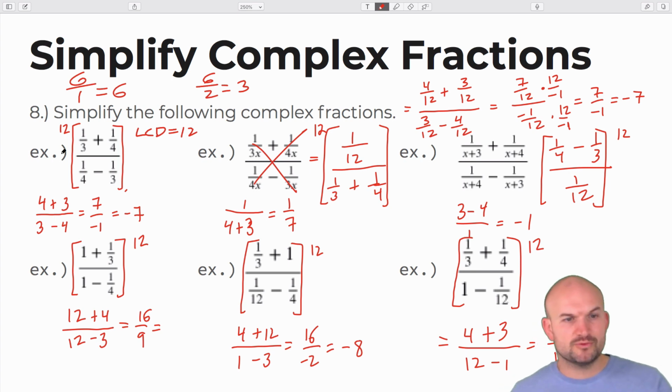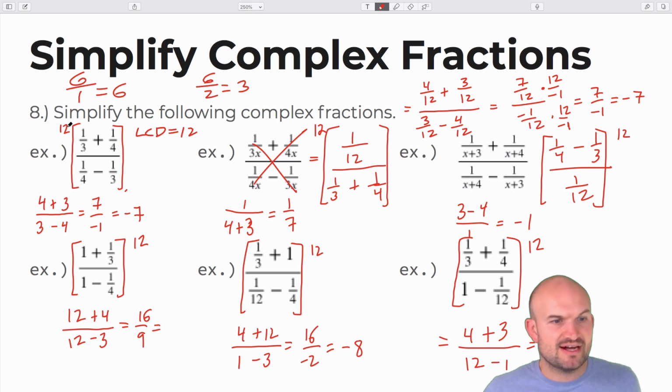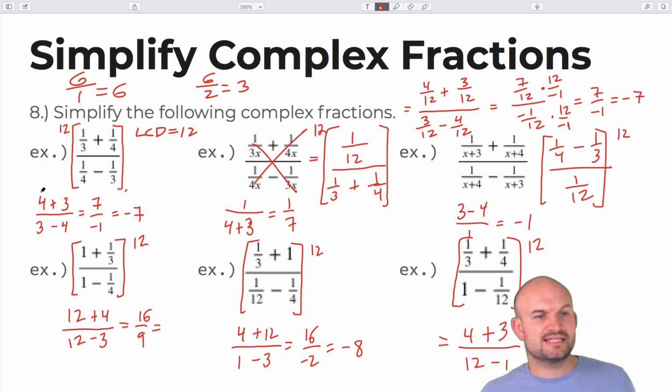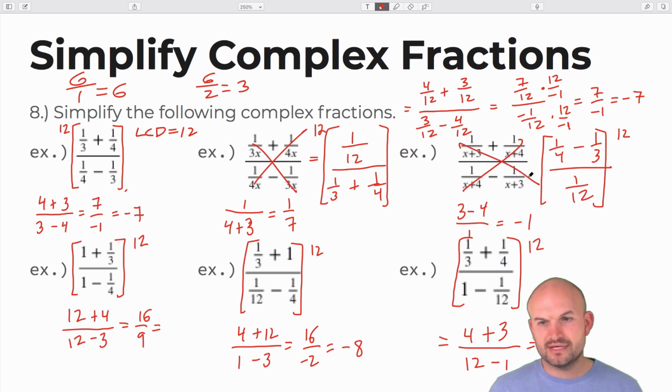Now again, when I multiply 12 times 1/3, 3 divides into 12 4 times. 4 divides into 12 3 times. 4 divides into 12 3 times, and 3 divides into 12 4 times. Therefore, that's leaving me with 7 over -1, which is -7, which is the exact same answer I got over there. All right. Over here, I decided not to do these two problems. I kind of changed them.